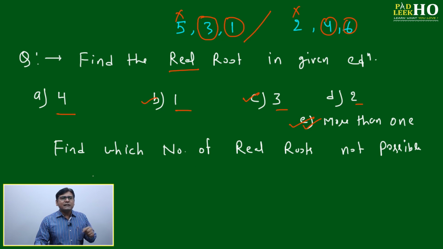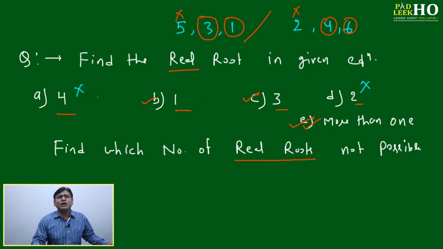Now in the same way, a question can be asked: find which number of real roots is not possible. Then here 4 is not possible, and 2 is not possible. Why? Because only 1, 3, 5 can be. Out of these 3 also, 5 is not possible because 3 is the maximum cap. Then 1 and 3 only can be possible. 2 is not possible, and 4 is not possible.